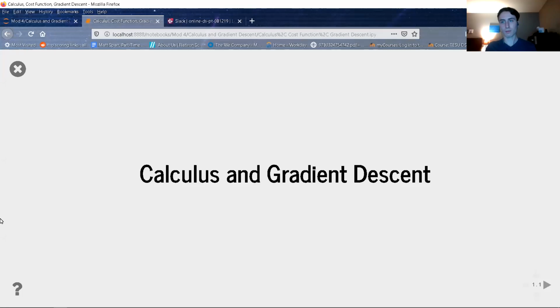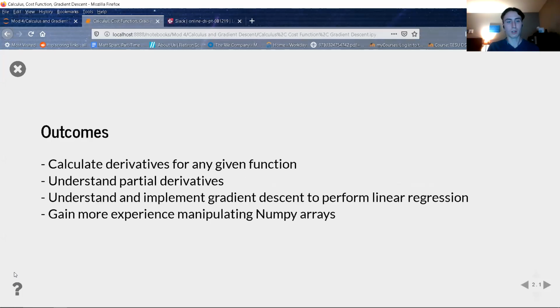All right, so tonight we're going to go over calculus and how it relates to gradient descent and using gradient descent to perform linear regression. So the outcomes of tonight's study group are to be able to calculate derivatives for any given function, to understand partial derivatives, to understand and implement gradient descent in order to perform linear regression, and also just to gain some more experience working with NumPy arrays.